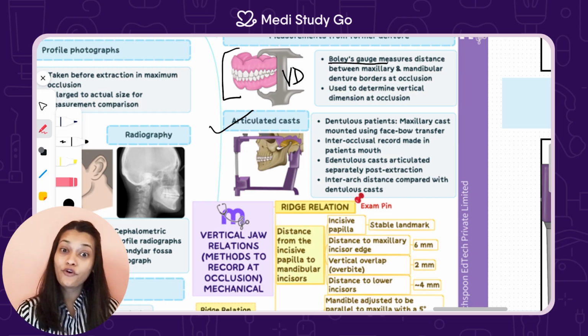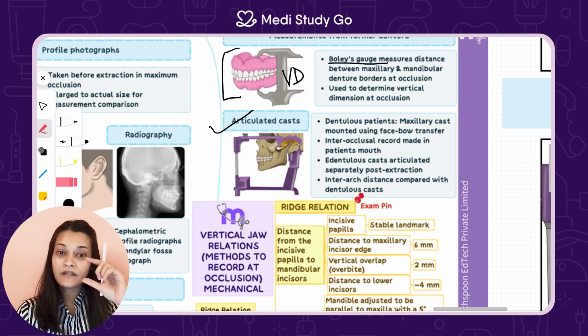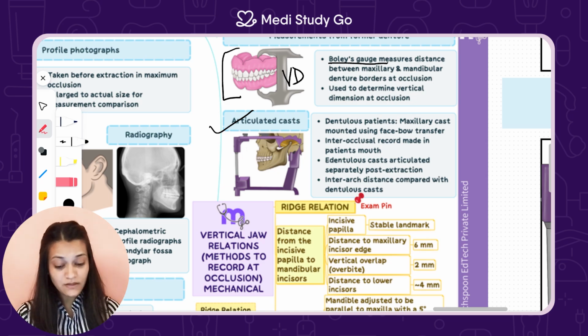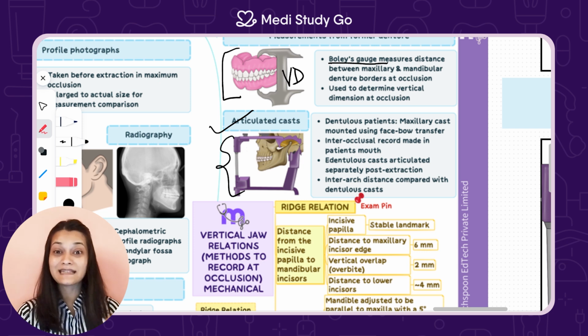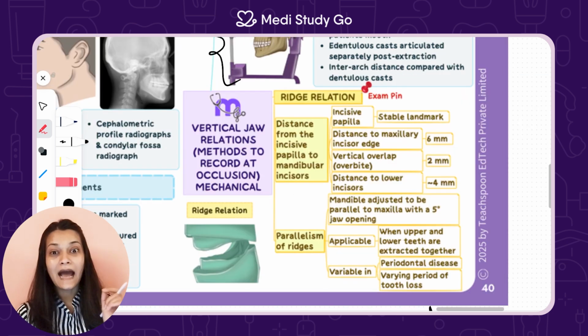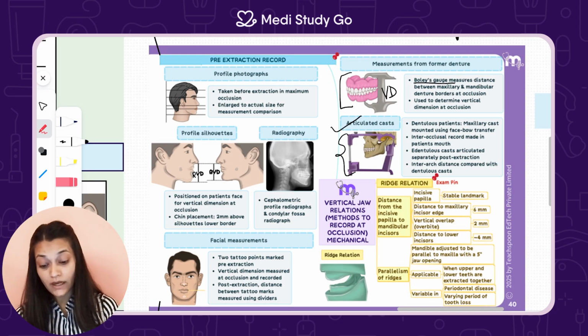A dentulous patient before extraction had few teeth that were actually giving you the vertical stop. Now this vertical stop can be used to actually determine the vertical dimension. It is nothing. You articulate your dentulous cast, keep it as it is and use those measurements for your new vertical dimension establishment. After the articulated cast, you can also use your profile photographs.